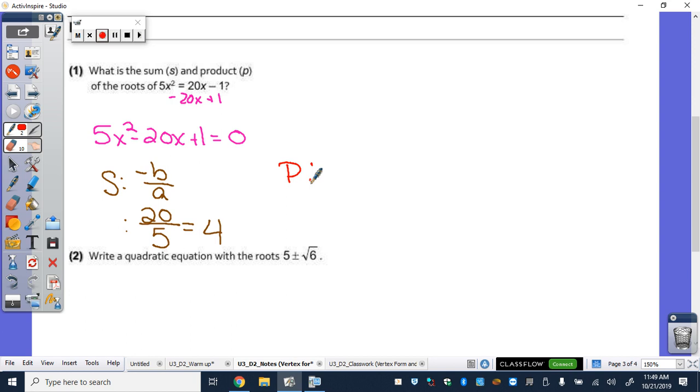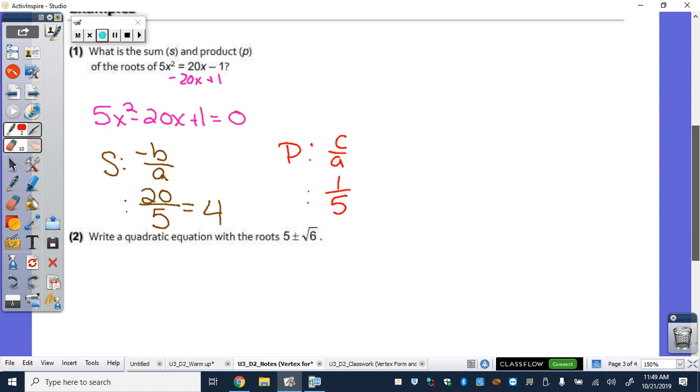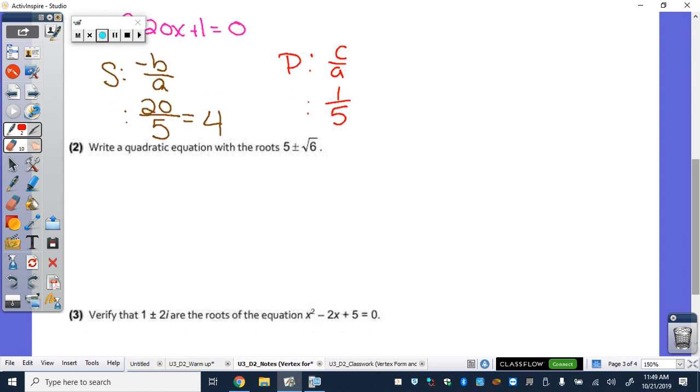So then our product, again, using our little formula up above, is c over a. Our c is a 1, our a is a 5. So our product of our 2 roots would be 1/5. And that one's done. Sum, product, that's it.